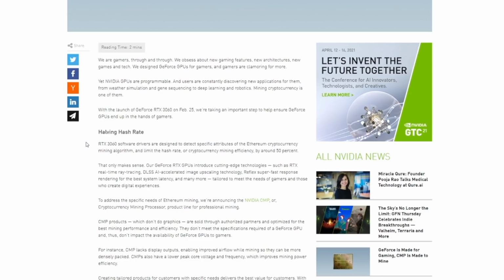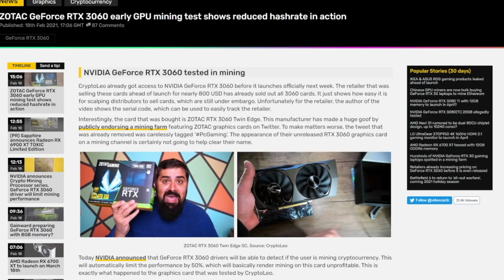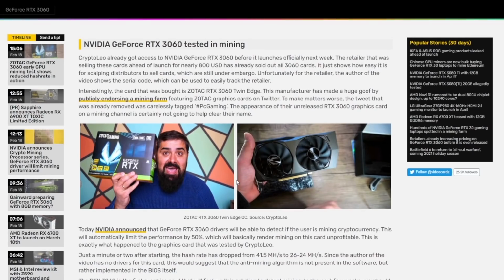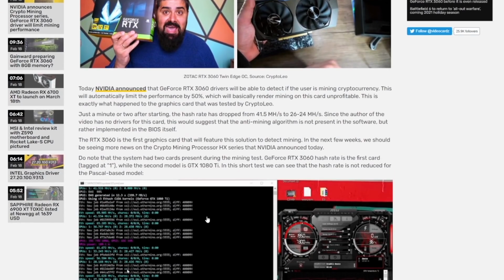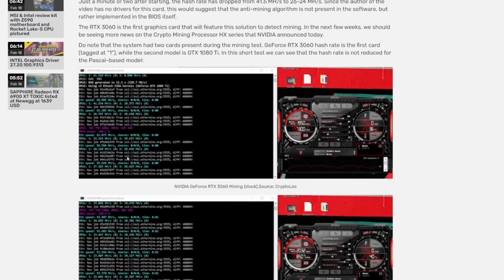I talked about this in my last video. They're going to cripple the 3060 on launch by 50%. So some lucky guy here on videocards.com, great website if you don't use it, by the way, has already gotten a 3060 Zotac and was testing it with mining. And what happened is, when he started mining, he was getting 41.5 mega hash. And if you look there, it's kind of hard to see, but it's about 110 watts.